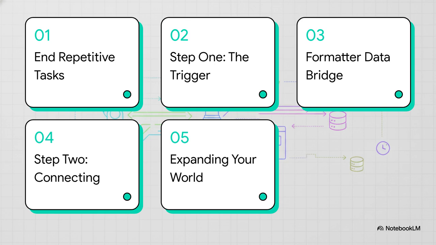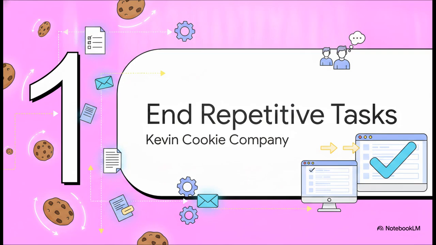So, here is our exact roadmap for this explainer. First, the end of repetitive tasks. Then, step 1, the trigger. Next up, transforming data with Formatter, followed by step 2, connecting the action. And finally, expanding your automated world. All right, let's kick things off.